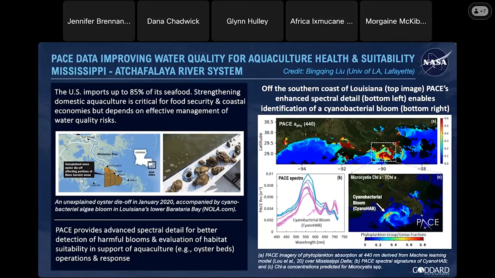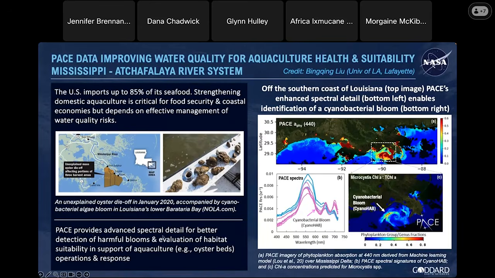She is not only an early adopter, but she became, recently this year, a science and applications team member. Their work is looking at improving water quality for aquaculture health and suitability in the Mississippi Atchafalaya River system. They're down here in the tip of Louisiana in the Gulf of the United States. Here there's a lot of aquaculture, and they experience unexplained die-offs that are accompanied by cyanobacterial algae blooms.